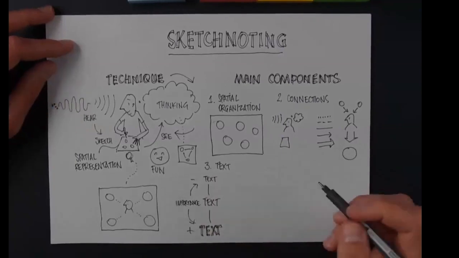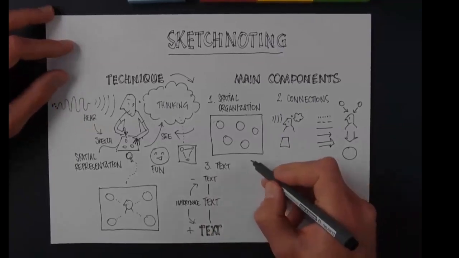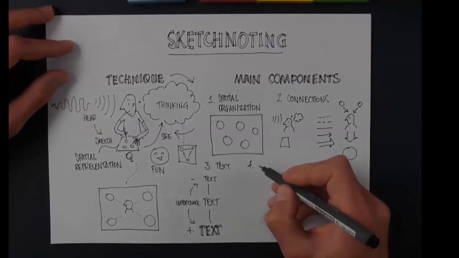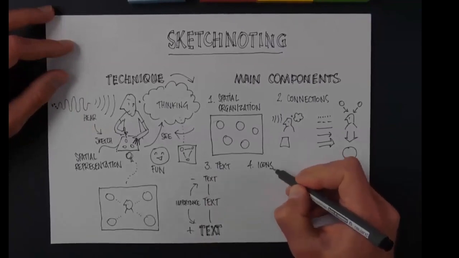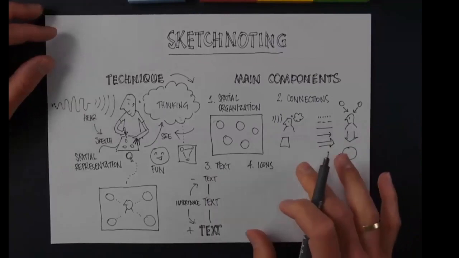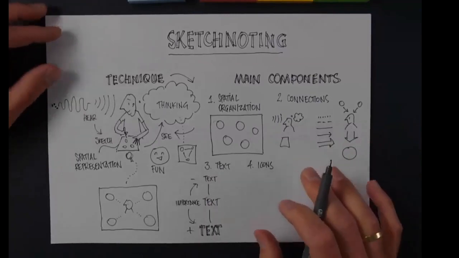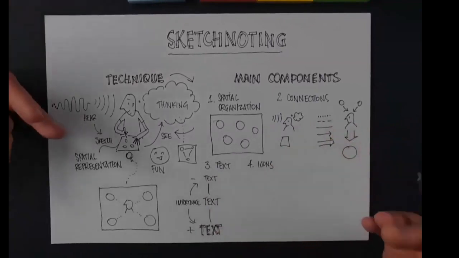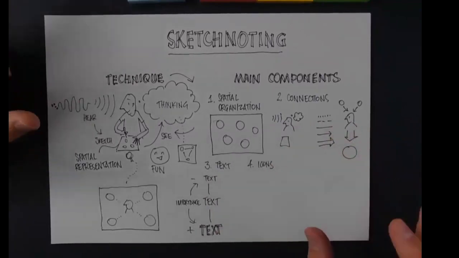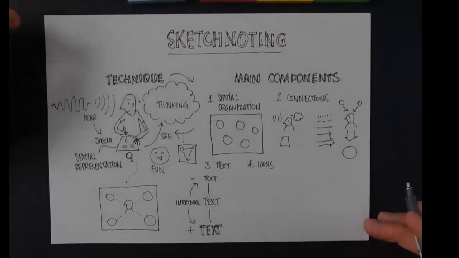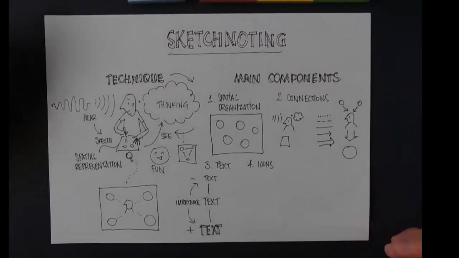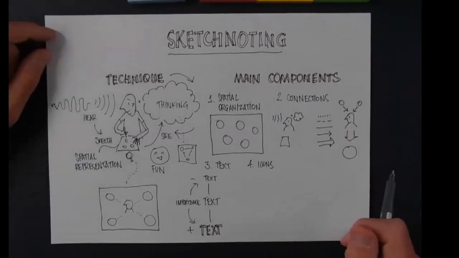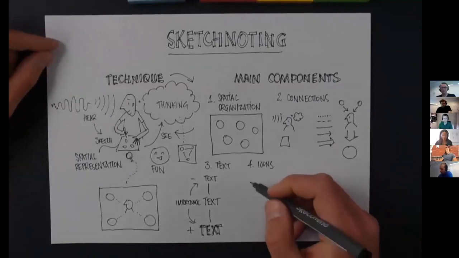The next big component to sketchnoting is icons. Icons are very important, and that is probably one of the hardest parts for newcomers to this type of technique, because a lot of people who work in so-called uncreative jobs state, I cannot draw. But there is a hack to it. You don't need to become an artist.